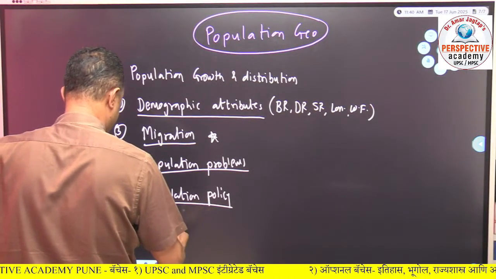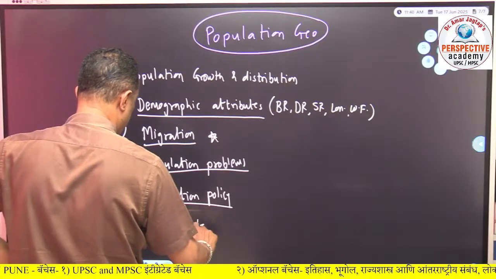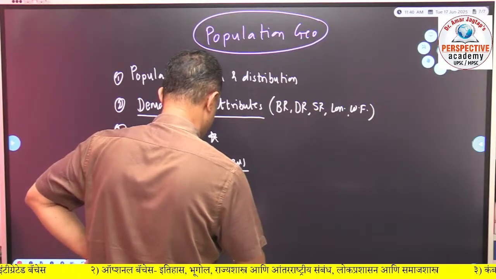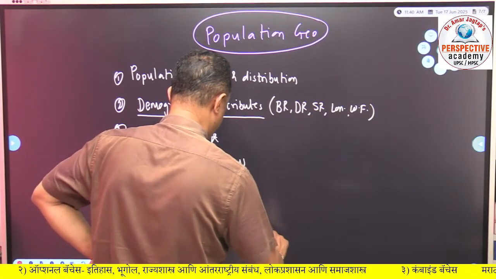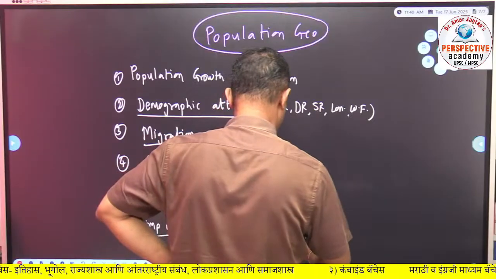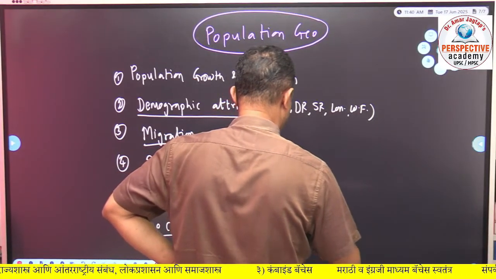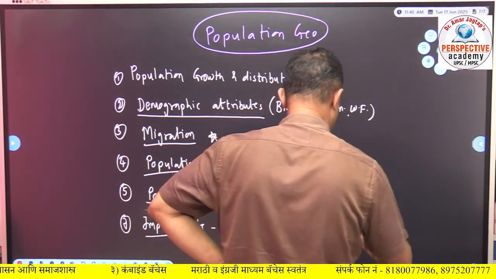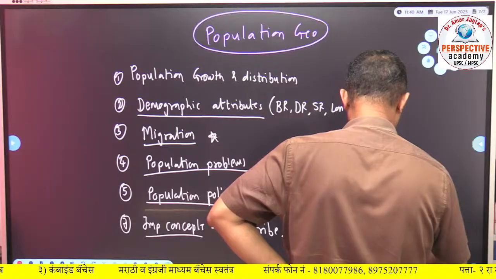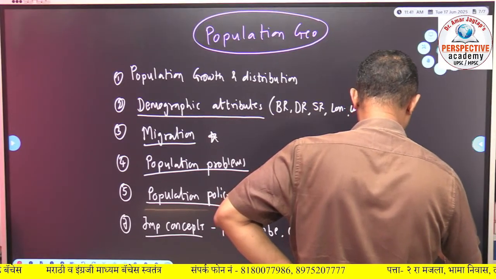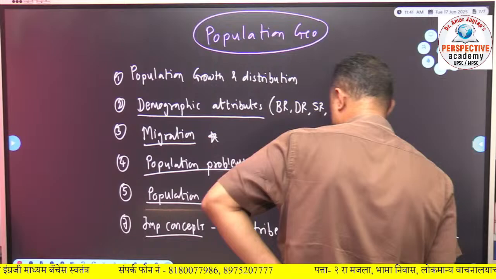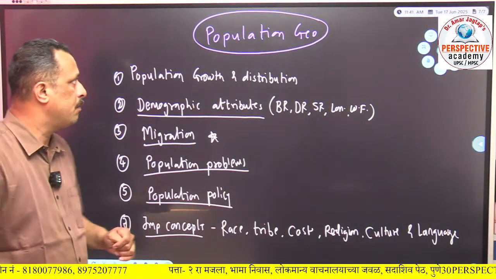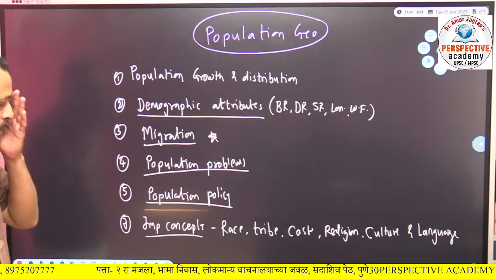And finally we study important concepts related to population or related to society, which includes race, tribe, caste, religion, culture, and language. So these are the topics which we are going to cover in population geography. Okay.